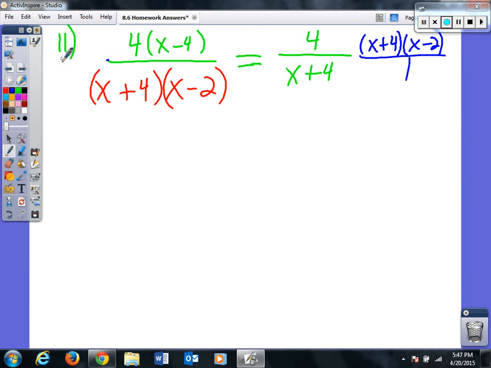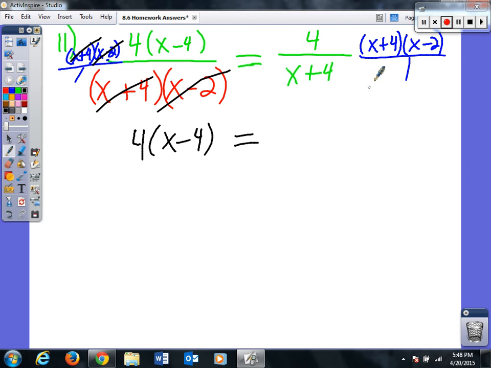So we're going to multiply left and right by both of these, x plus 4 and x minus 2. Again, it may help to think of that as being over 1. On the left side, we have an x plus 4 on top and an x plus 4 on bottom. Those will cancel. We have an x minus 2 on top, x minus 2 on bottom. Those cancel. And so we're left with 4 times x minus 4.